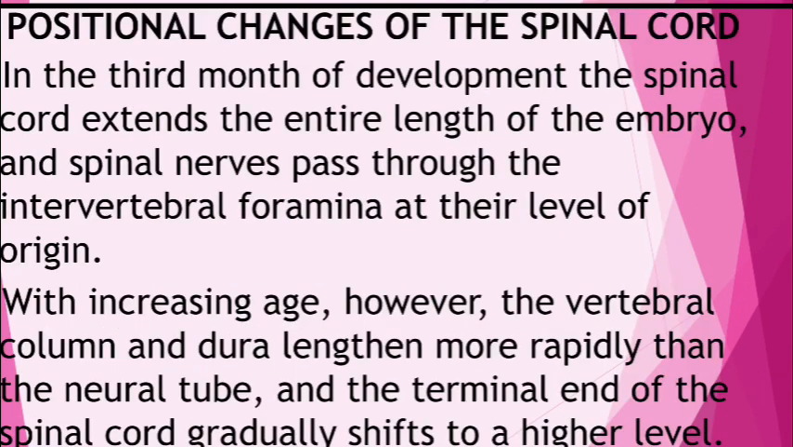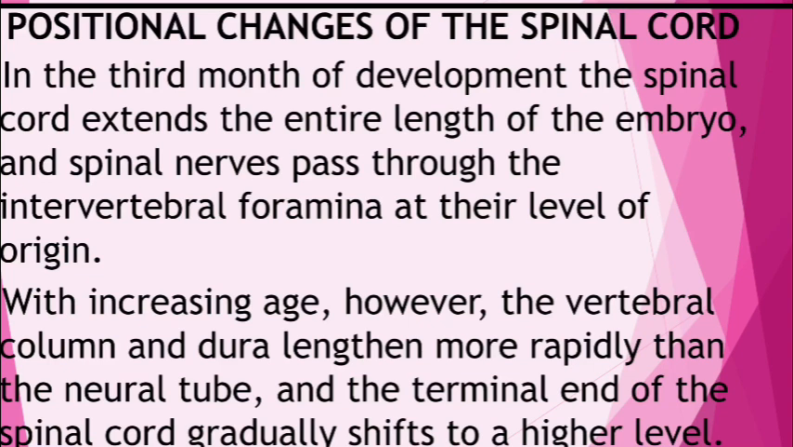Now let's talk about positional changes of the spinal cord. In the 3rd month of development, the spinal cord extends the entire length of the embryo, and spinal nerves pass through the intervertebral foramina at their level of origin. But with increasing age, what happens? The vertebral column and the dura lengthen rapidly, more rapidly than the developing spinal cord, and then you have the terminal end of the spinal cord gradually shifting to a higher level.